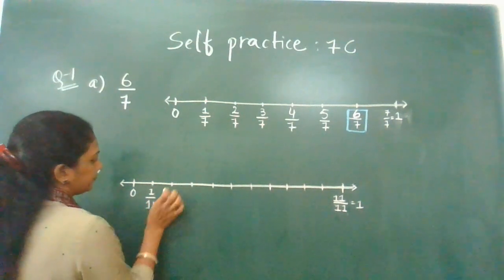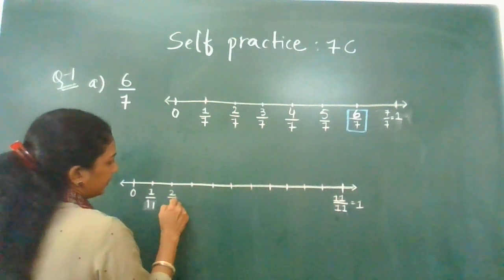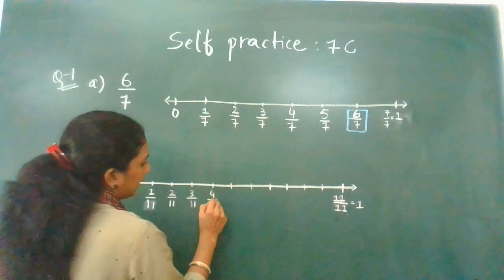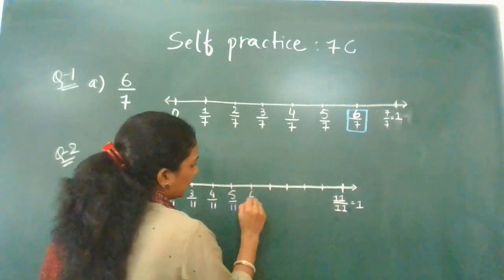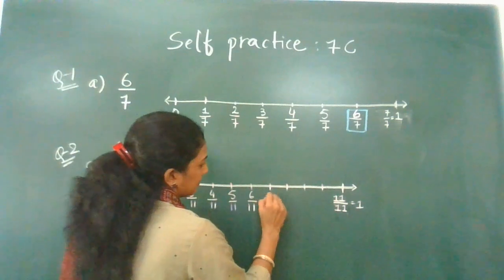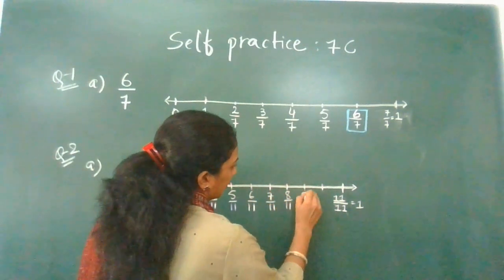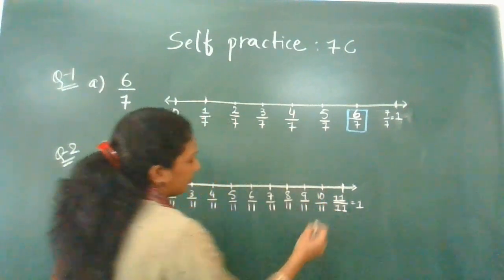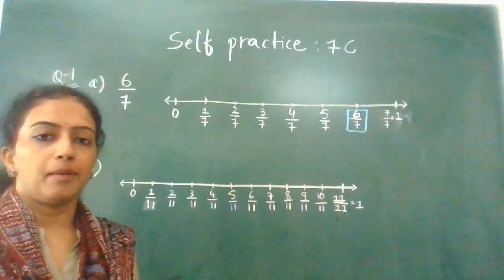This is 1 upon 11, 2 upon 11, 3 upon 11, 4 upon 11, 5 upon 11, 6 upon 11, 7 upon 11, 8 upon 11, 9 upon 11 and 10 upon 11. Okay, this way we have marked the fractions on the number line.